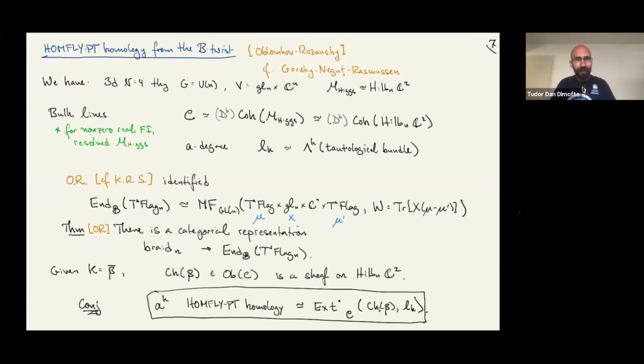Then you apply the compactify-on-S1 map to turn a boundary condition with a bunch of braiding interfaces into a coherent sheaf on the Hilbert scheme. You turn it into a bulk line operator, and then just compute derived Hom between this bulk line operator and the thing that was counting a degree and the exterior power of the tautological bundle.